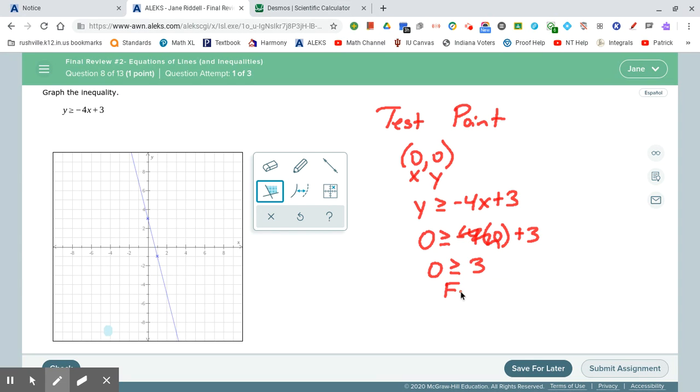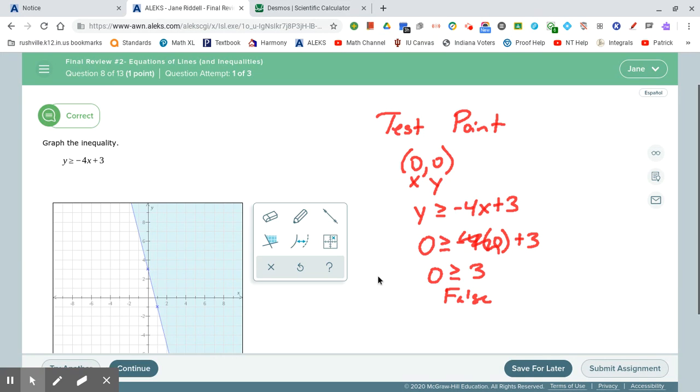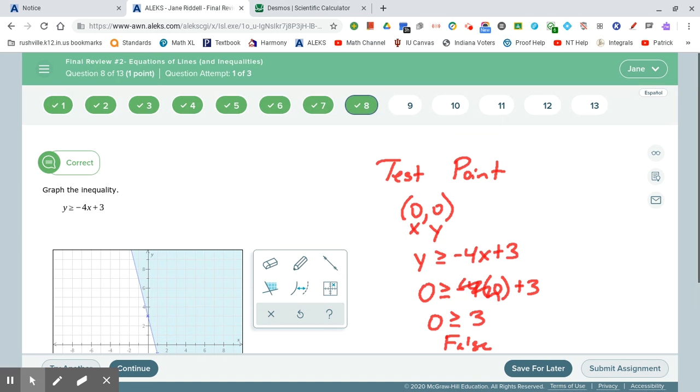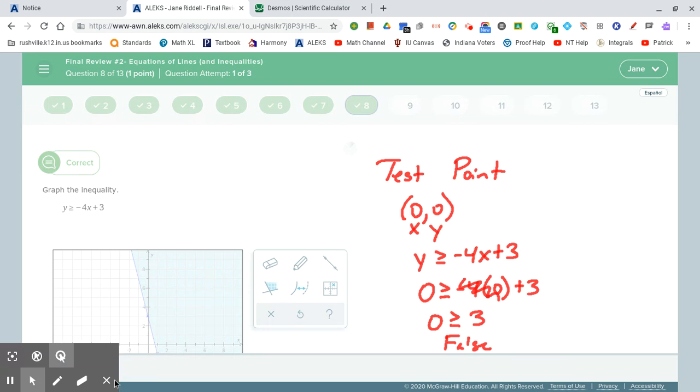This is false. Because it's false, it means I'm not shading where (0, 0) is. If (0, 0) was true, I'd shade where (0, 0) is. It's false, so I need to go to the other side and click over there and shade the opposite side since my test point was false. If it was true, I would have clicked right where my test point was, but since it was false, I have to shade on the side opposite.